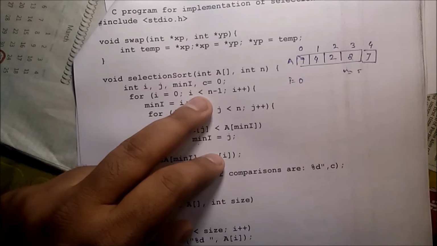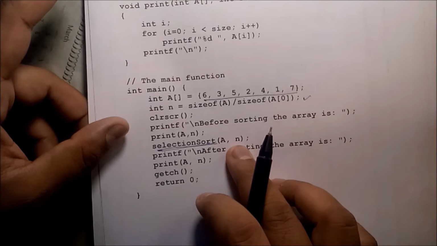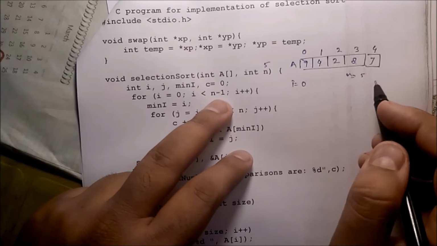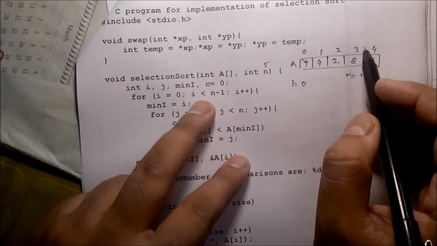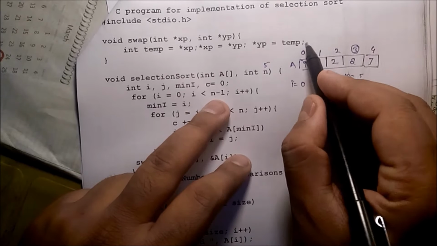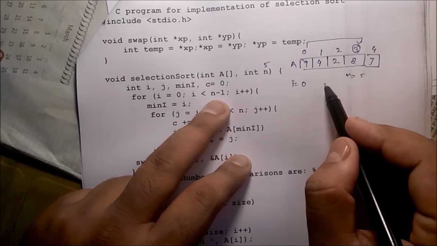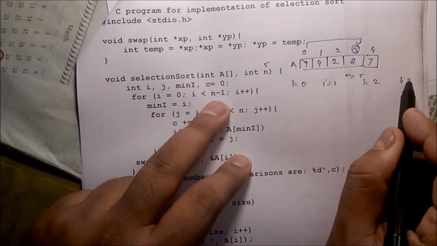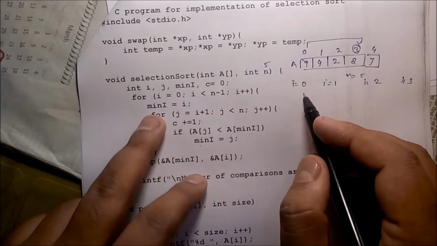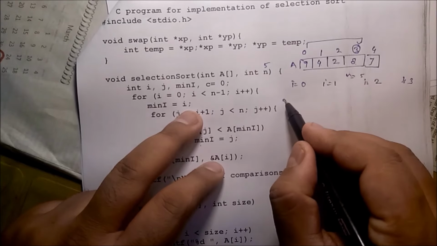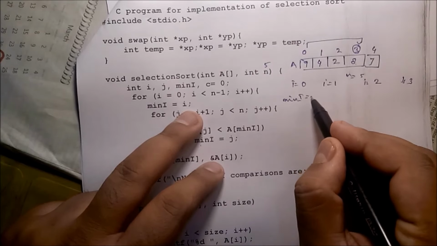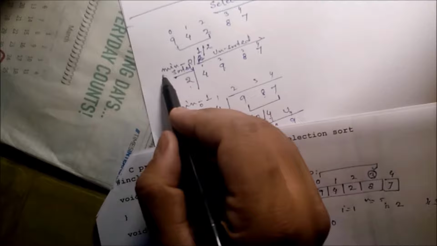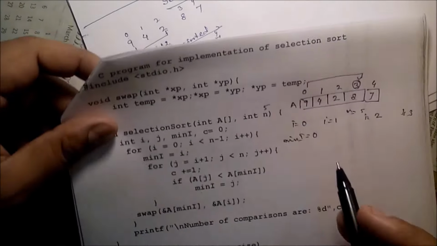And here we are passing the number of elements 5, and that will be n. So i less than n minus 1, less than 4, means i goes from 0 to 3. Okay, so i is equal to 0, i is equal to 1, i is equal to 2, and i is equal to 3. Now if i is equal to 0, min i is equal to i, so min i is equal to 0. We have already seen that, starting with the 0 index.